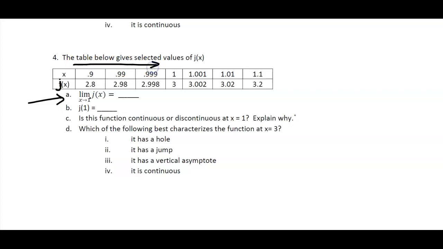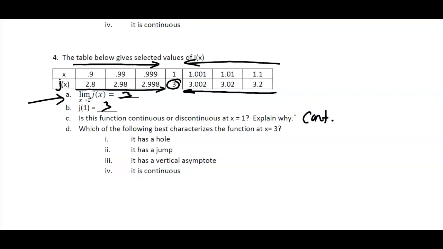So left and right. From the left, it looks like I'm getting closer and closer to 3, and from the right, it looks like I'm getting closer and closer to 3. And so, as you guys can see, since it's the same on the left and the right, we can go ahead and say that the limit is 3. And what is j of 1? Well, it's 3. Is this function continuous or discontinuous? This function is continuous. This is the only one that was continuous.